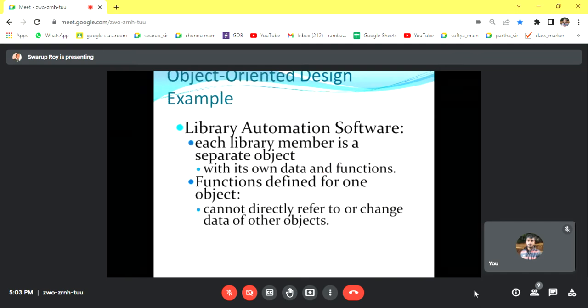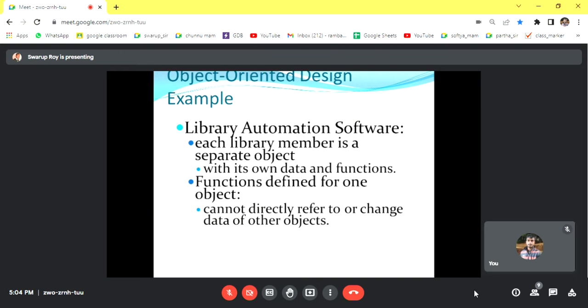Now say, for library automation software, in function-oriented design you find all the functions: enroll member, print card, delete member, calculate fine, renew the book. Your main task is just to identify the functions needed, which can be done easily from the SRS document. But in object-oriented design, the design is something different.